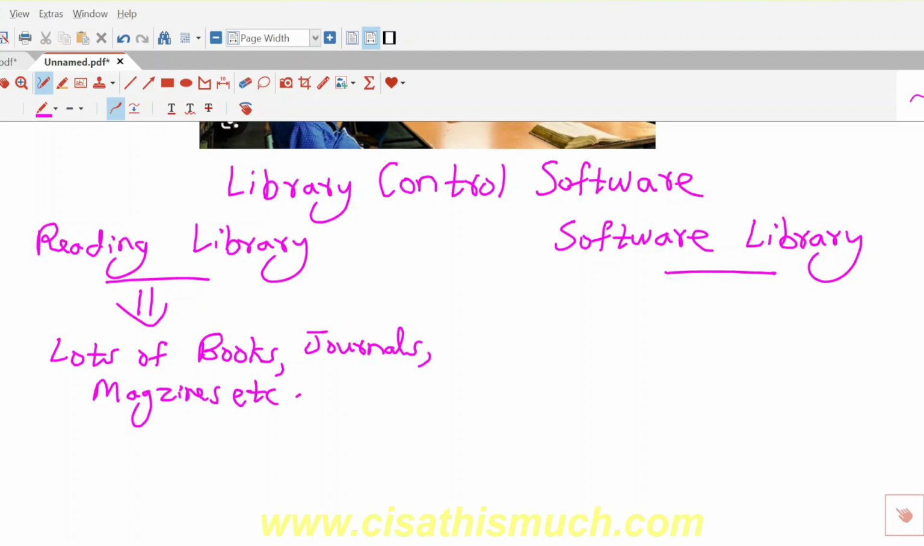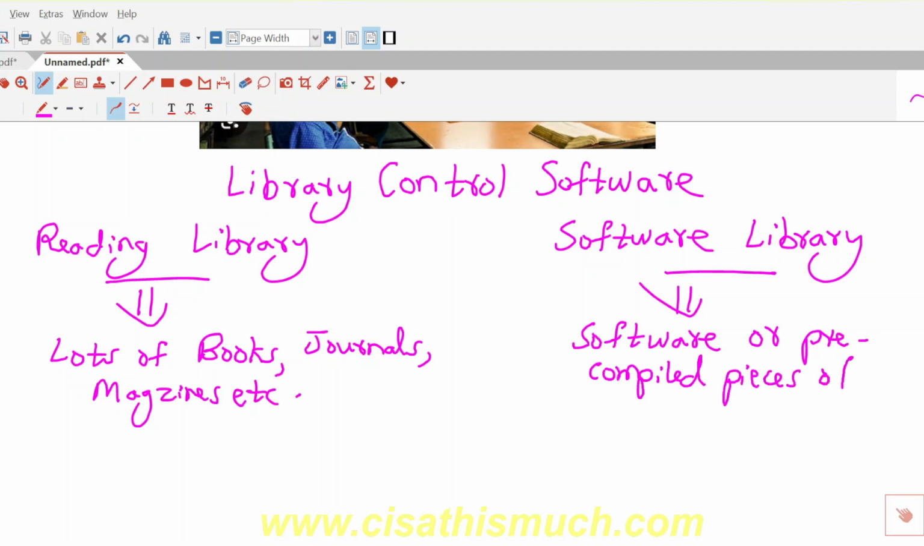Similarly, when we talk about software library, what will you get in a software library? The answer is software, or can I say precompiled pieces of code, the development code, scripts, or functions. So when we say reading library, what exactly is happening over there? Someone is managing the books, journals, magazines. Similarly, when we say software library, someone is managing the software in an organization.